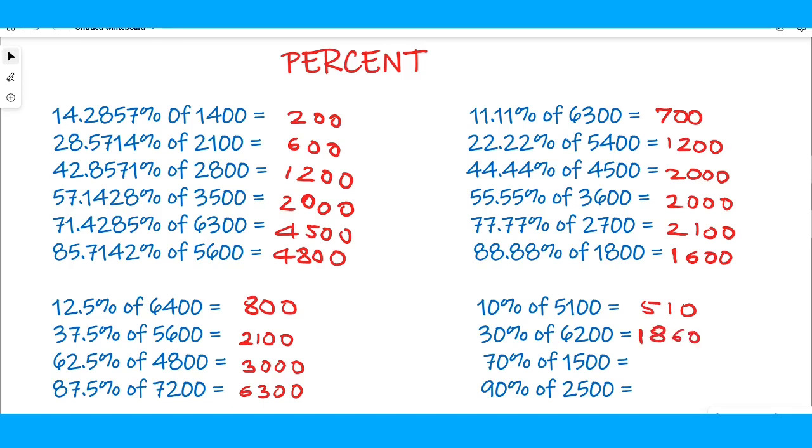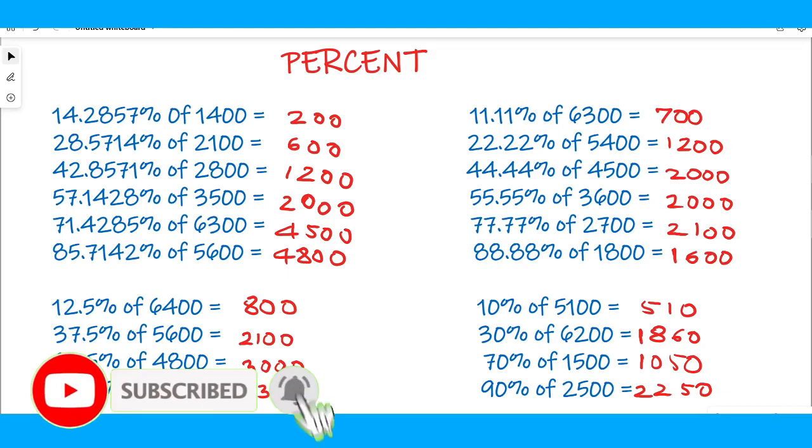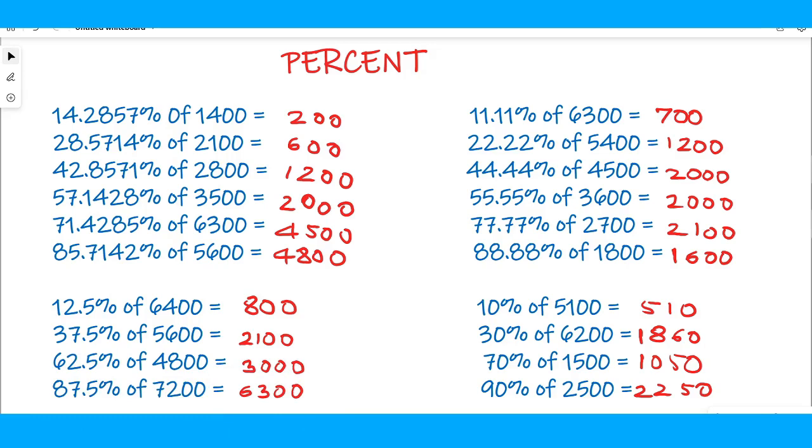70% of 1500. 70% is 7 upon 10, and 1/10 of 1500 is 150, and 150 times 7 is 1050. 90% of 2500. 90% is 9 upon 10. 1 upon 10 of 2500 is 250, and 9 times 250 is 2250. Thus 90% of 2500 is 2250. This way we can calculate percentage very easily by converting the percent into fraction.